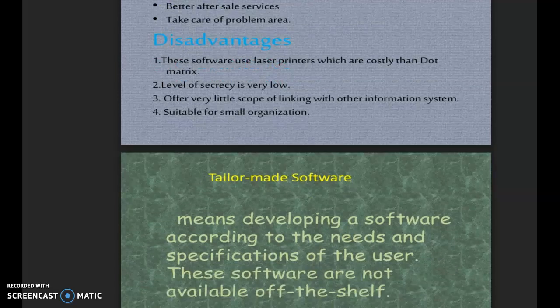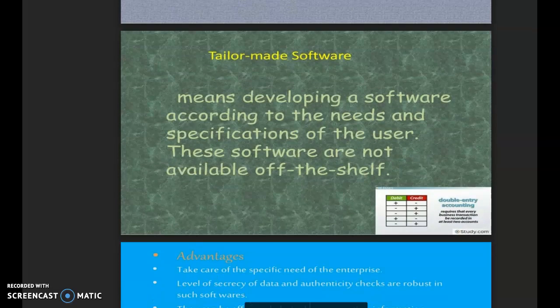Now come to the second category of software. They are called tailor-made software. Tailor-made software means developing a software according to the needs and specifications of the user. These softwares are not available off the shelf.